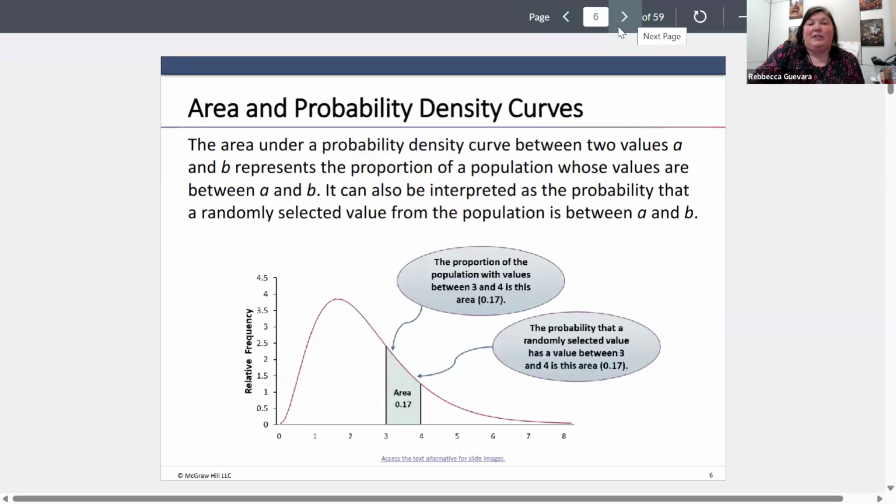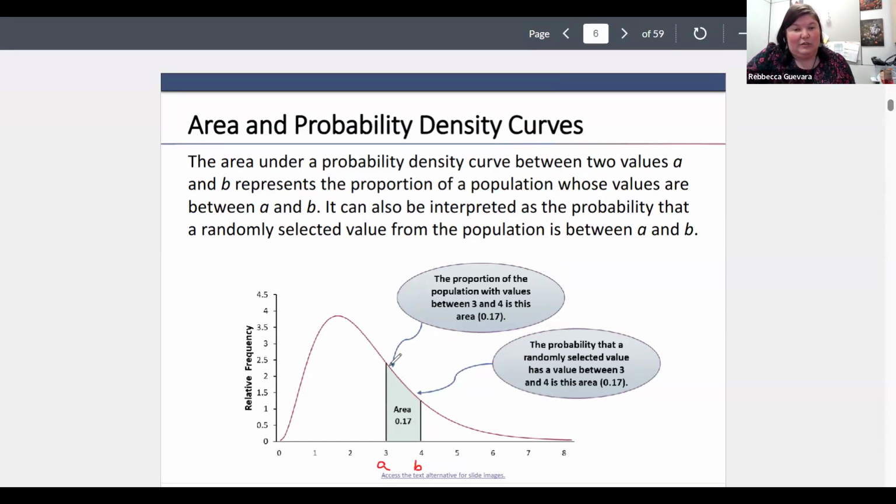The area under a probability density curve between two values A and B represents the proportion of a population whose values are between A and B. In this case, A is 3, B is 4. If I know the formula for this particular curve, there is some calculus that I could do, and I could actually tell you what this area is. In this case, if I had done it, I'd find out that the area between 3 and 4 for this particular curve is 0.17.